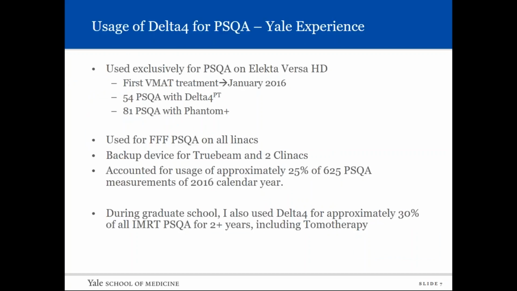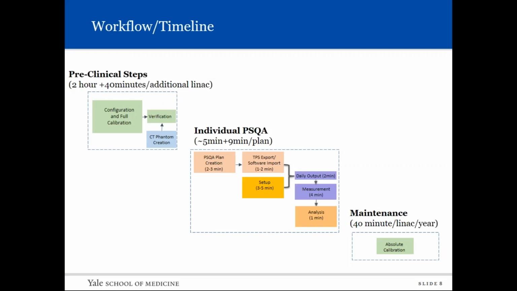Since I do have quite a bit of experience on it, I'll just give a very general workflow of what a clinic would expect to do with one of these Phantoms and the timelines that work with it takes. The first steps when you first get it, the preclinical steps, you have to configure and calibrate and create a Phantom. In total, this takes about 2 hours for a new Phantom, and then you can add on about 40 minutes per linac you want to calibrate it with.